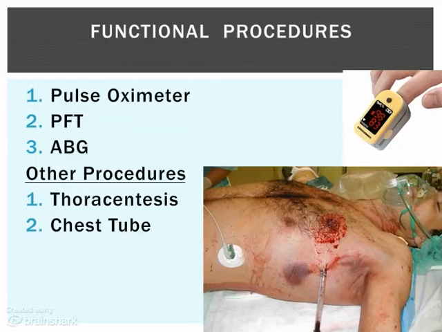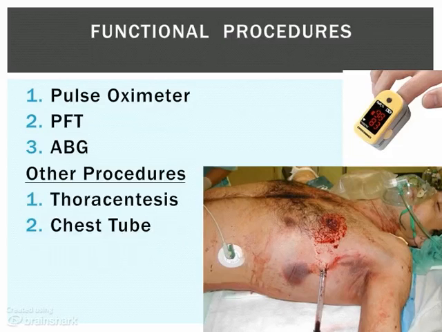Thoracentesis is a procedure to remove fluid, not blood necessarily, but fluid from the space between the lining of the outside of the lung, the pleura. And we've talked about the pleura before, that there are two layers of the pleura and there's only supposed to be a small amount of fluid here. And that's just to help with lubrication between the two layers.